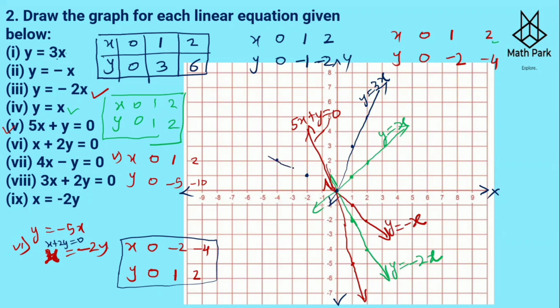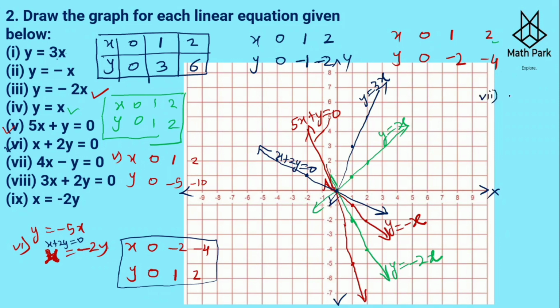So this is your line, and the equation of this line is x plus 2y is equal to 0. So we have done with the sixth part. Now we have 4x minus y is equal to 0. This one, the seventh one, I'm doing it over here.